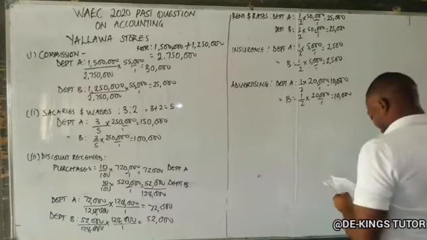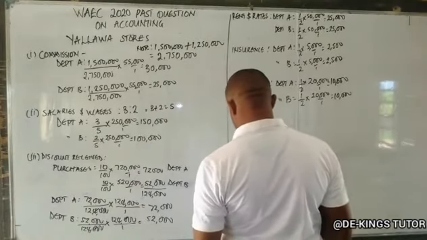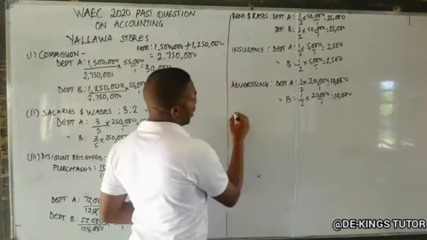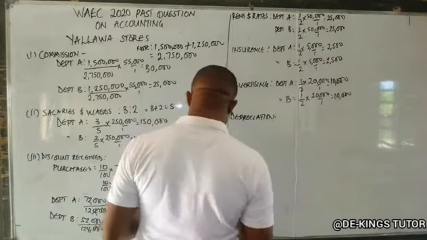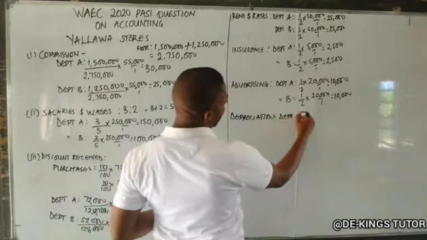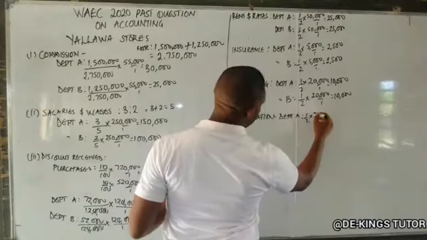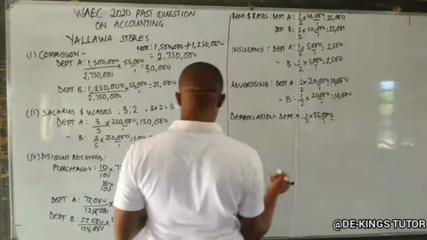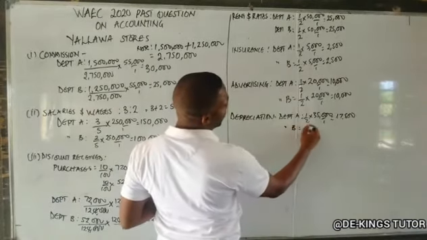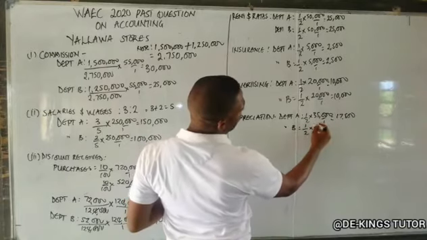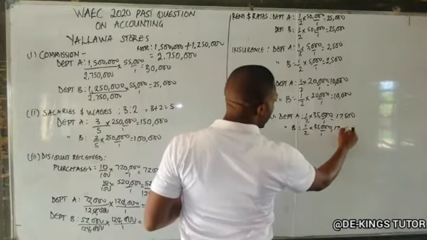If we check the other expenses, there is depreciation. For Department A, because I said equal, half, times the depreciation amount there, which is 35,000. Half of 35,000 will give us 17,500. For Department B, half of 35,000 will give us 17,500. Okay, so the next one, admin and general expenses.